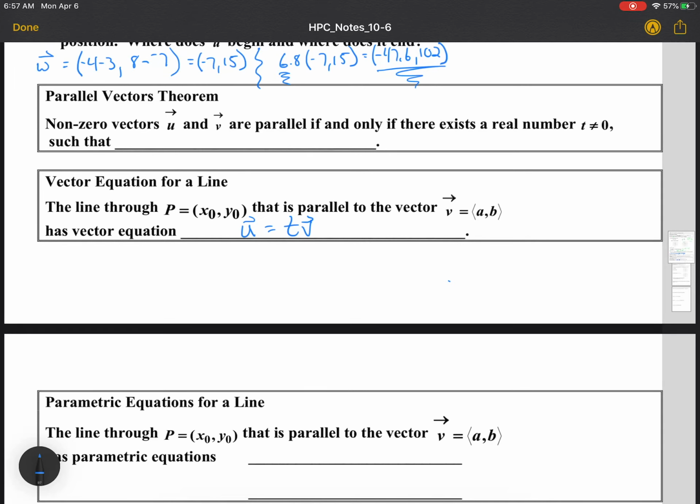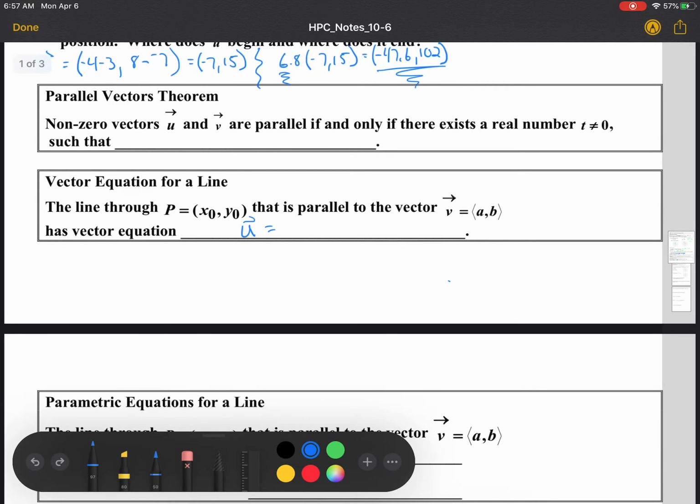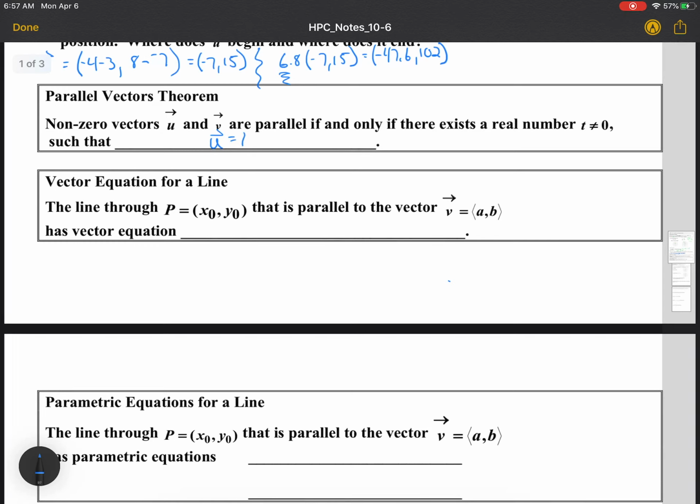But if you can guess, they're setting us up to write parametric equations with vectors.